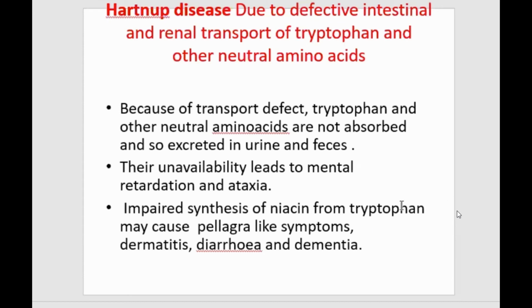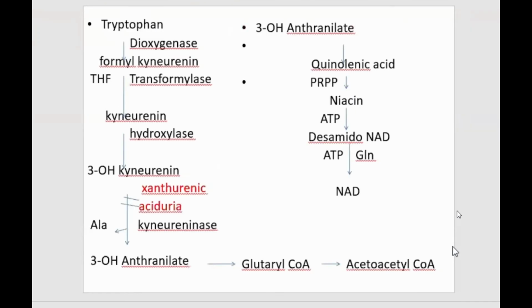60 milligrams of tryptophan will produce 1 milligram of niacin, and so that is not there as a result. Niacin deficiency causes pellagra, characterized by dermatitis, diarrhea, and dementia. Impaired synthesis of niacin from tryptophan, as a result of impaired absorption of tryptophan, produces these pellagra-like symptoms. Tryptophan dioxygenase converts tryptophan to formyl kynurenine, and by formylase, the formyl group is removed to give kynurenine.